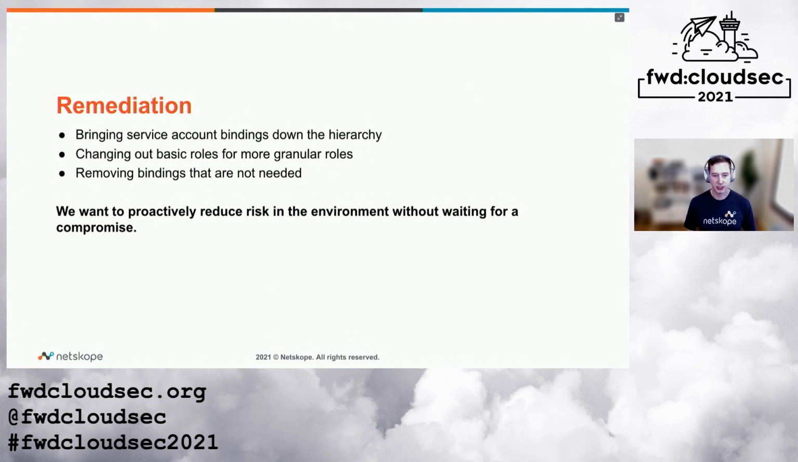And that's actually what happened in the example that we found in the production environment. They said, oh, you know what, this service account doesn't really need owner level permissions or to be at the organization level, so we're going to remove those altogether. And so the idea here is using a tool like this to proactively reduce the risk in the environment without waiting for a compromise.